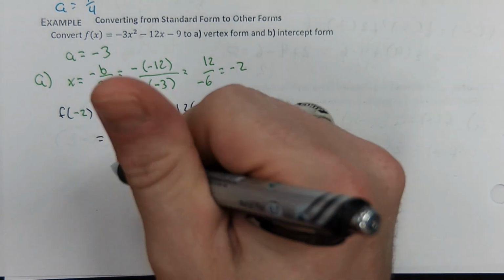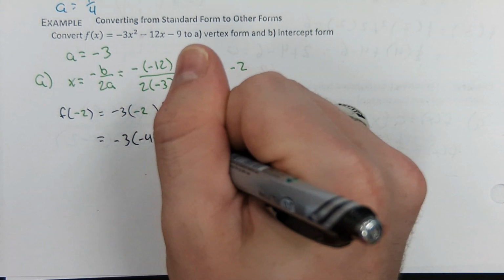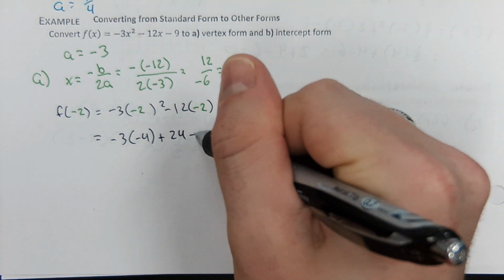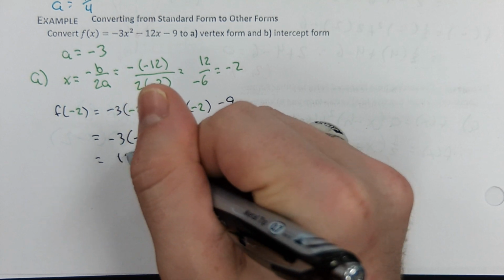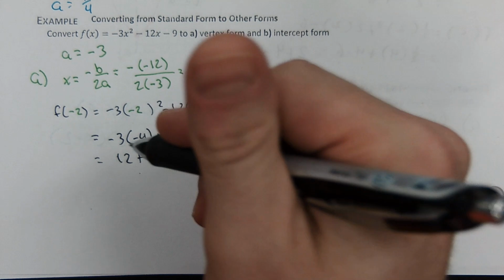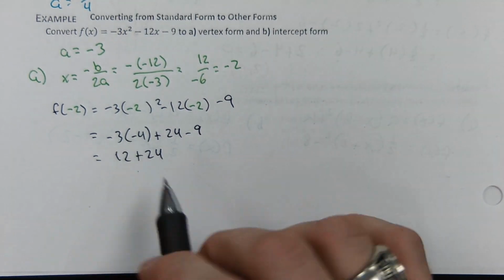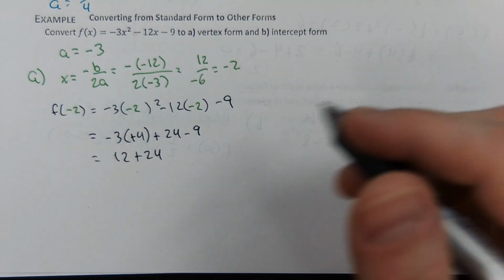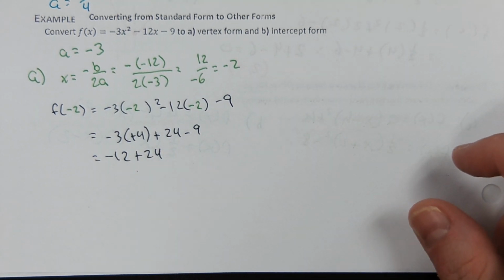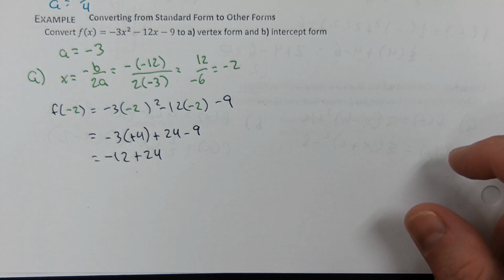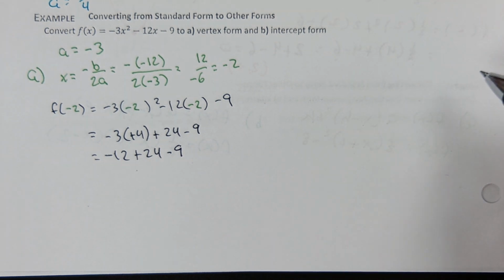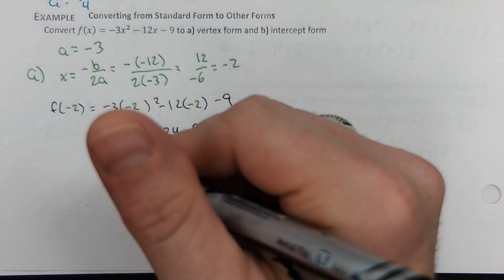Exponents first. -12, -2, product of 24, and -9. So 12 plus 24, -12. Oh my gosh, I am just struggling. There we go. -2 squared is 4, not -4. Anyway, -3 times +4 gives me -12. -12 and -9 is -21. 24 minus 21 is 3.